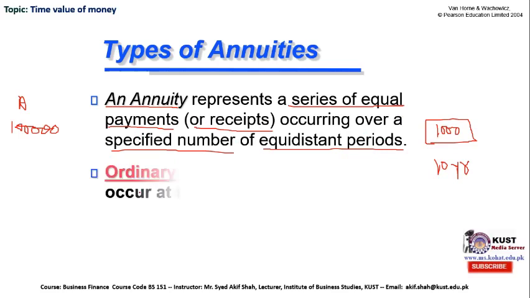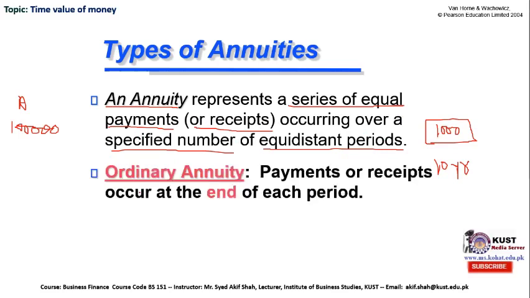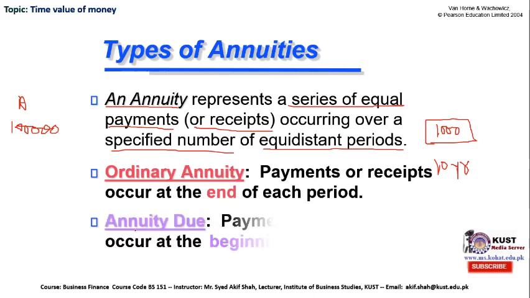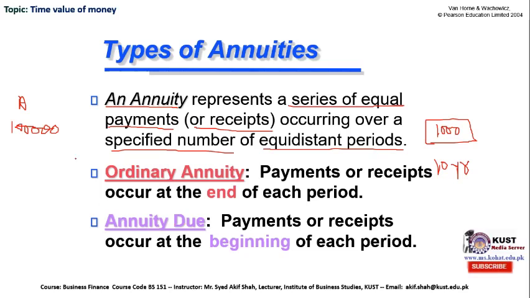So let's discuss the types of annuity. There are basically 2 types of annuity. Number one is ordinary annuity and the other one is known as annuity due. Now what is ordinary annuity? An ordinary annuity means payments or receipts occurring at the end of each period.